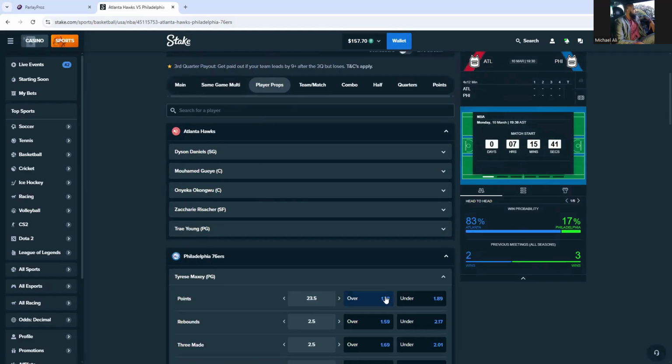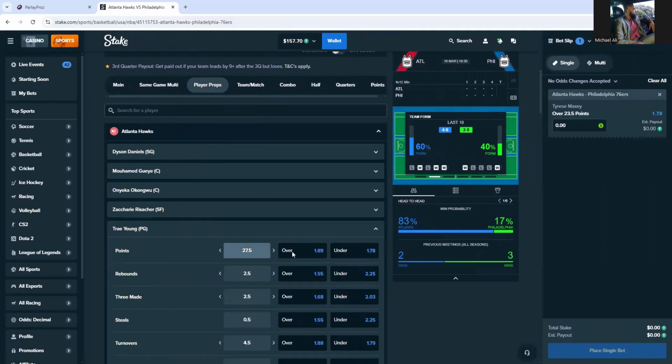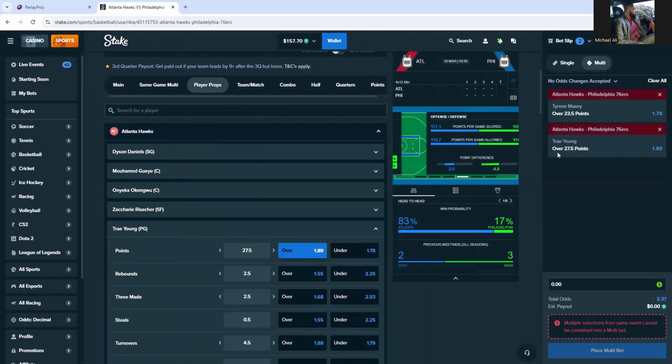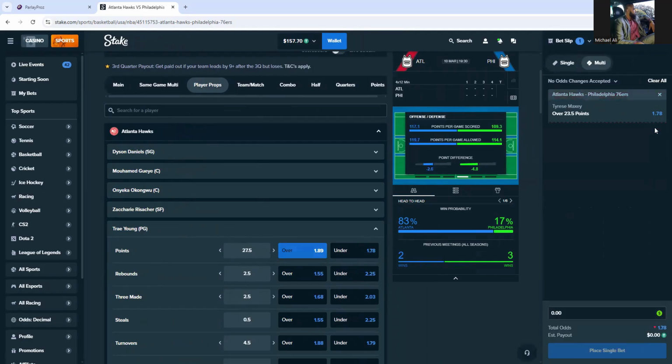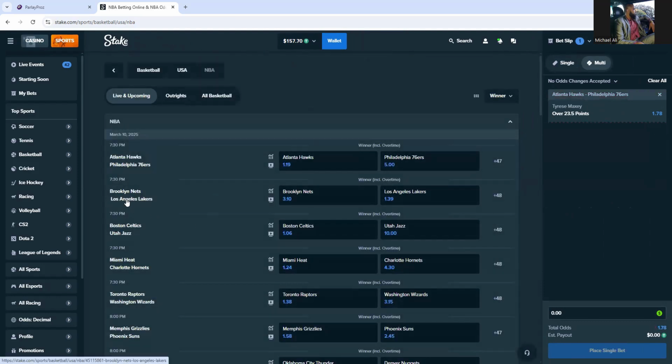I'm just doing an example here, and we have over points. You're not going to be able to place any other line from this particular game to do a multi-bet. You could do individual bets, but you're not going to be able to do a multi-bet here. It's not allowed. So you need to go on to the next game now.